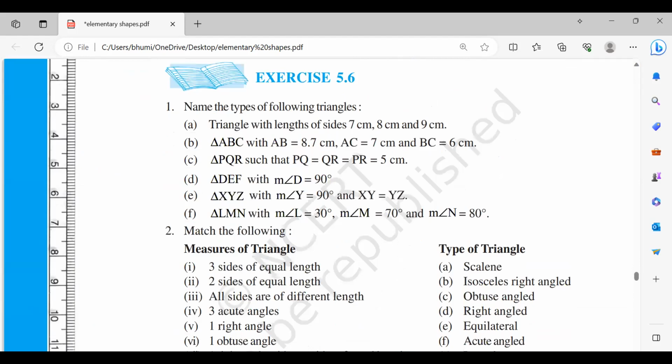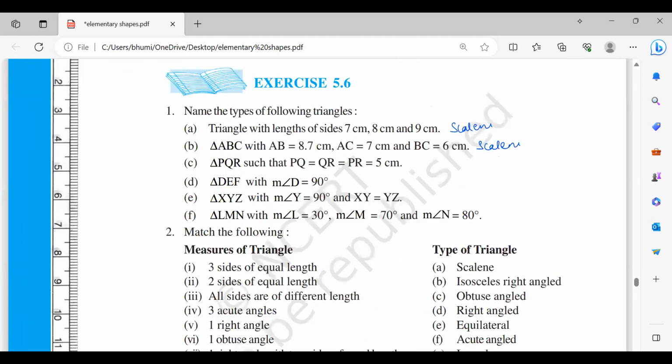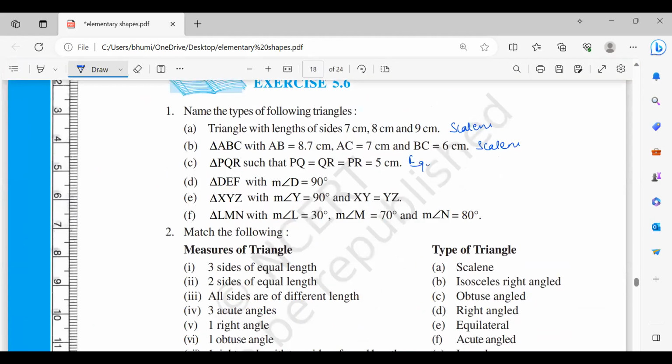Exercise 5.6. Name the type of triangles. Triangle with lengths 7, 8 and 9: scalene. Triangle ABC with these sides: also scalene. Triangle PQR such that PQ is equal to QR: equilateral. DEF with one angle 90 degrees: right angled. It can be right angled isosceles because these are equal.